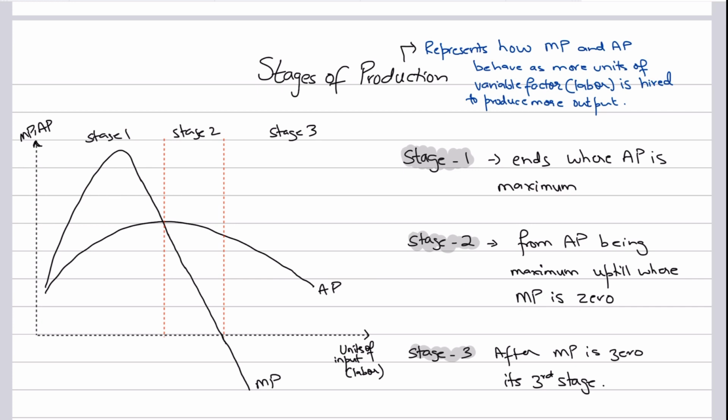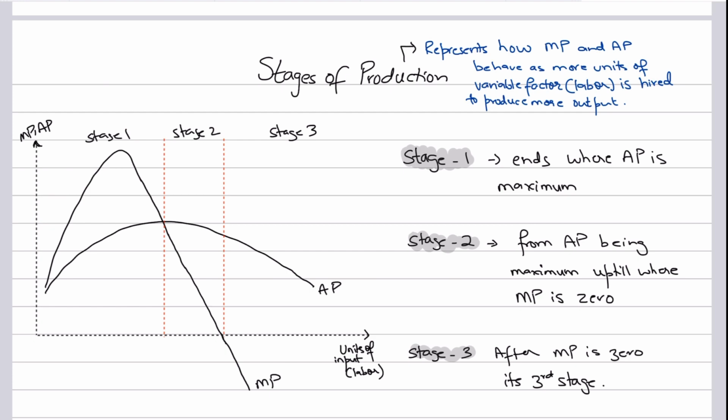And why are we studying these stages of production? Because we need to see in what stage a firm should ideally be producing, or whether the firm is underutilizing its fixed factors, or overutilizing its fixed factors, and what the ideal range is in which a firm should be producing, or the ideal range between which a firm should be employing the workers, right?